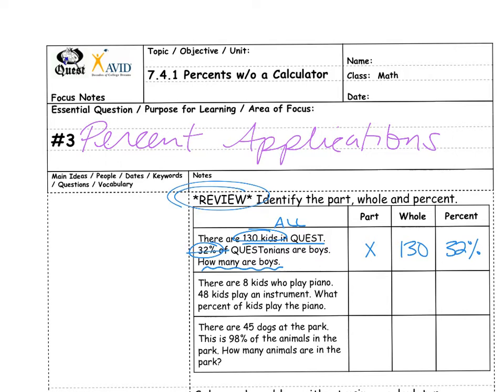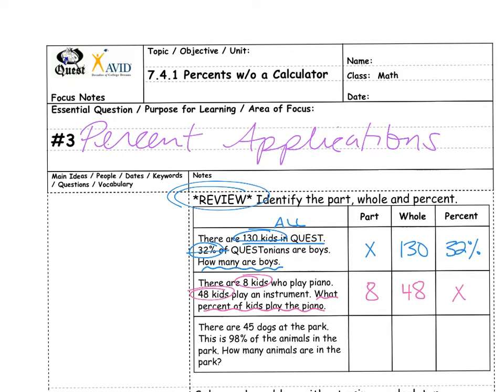The next one says there are 8 kids who play piano. 48 kids play an instrument. What percent play the piano? We have 8 and we have 48. 8 is the part that play piano. 48 are all of the kids that play instruments. We need to figure out what is the percent that play piano.